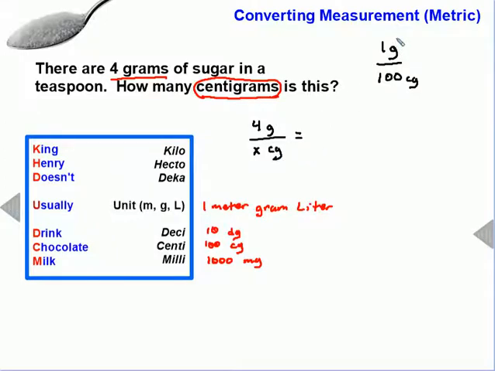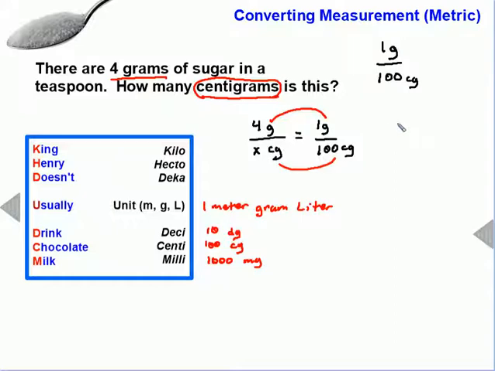So here's my conversion right here. I've got 1 gram is equal to 100 centigrams. Now, if you notice, my units match up here, centigrams to centigrams, grams to grams, and all I have to do is solve my proportion. So I will cross multiply.